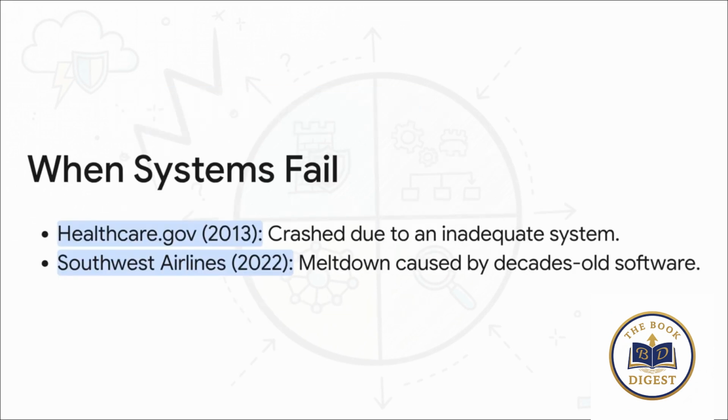And we have all seen this play out on a massive scale. Remember the disastrous launch of healthcare.gov? That wasn't because of incompetent operators. The system itself couldn't handle the load. Same thing with the Southwest Airlines meltdown in 2022. It was caused by ancient software, not a lack of employee effort. Blaming people for system failures is a classic and very costly mistake.